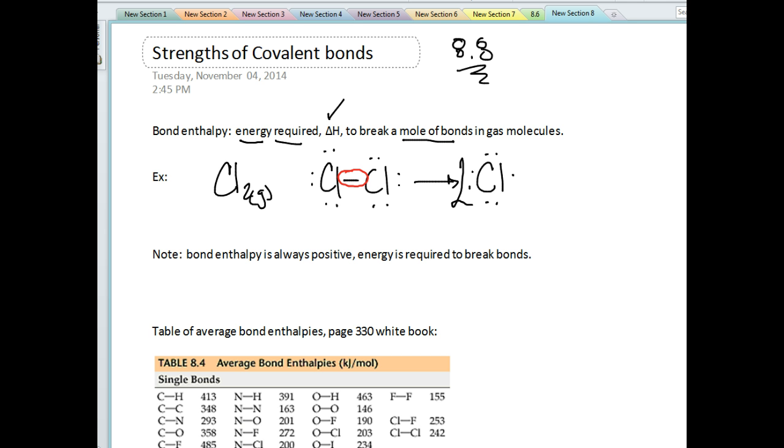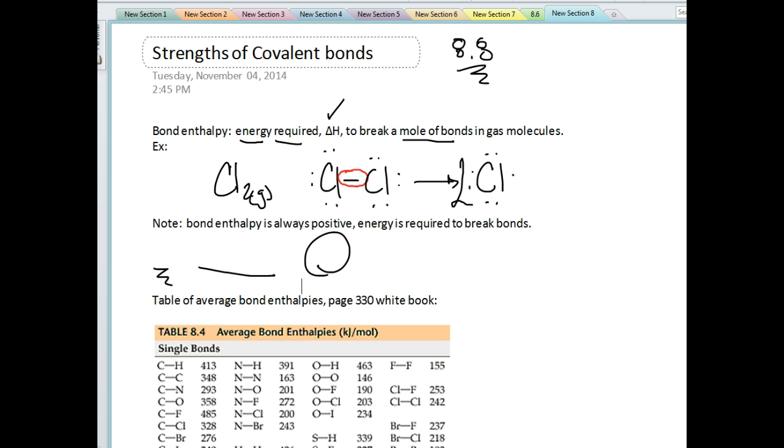Okay. Now, bond enthalpy, this is a good note that we need to take care of, is going to be always positive. It takes energy to break bonds, and it also gives off energy or releases energy many times to make bonds, and we'll be talking about that here in a little bit.